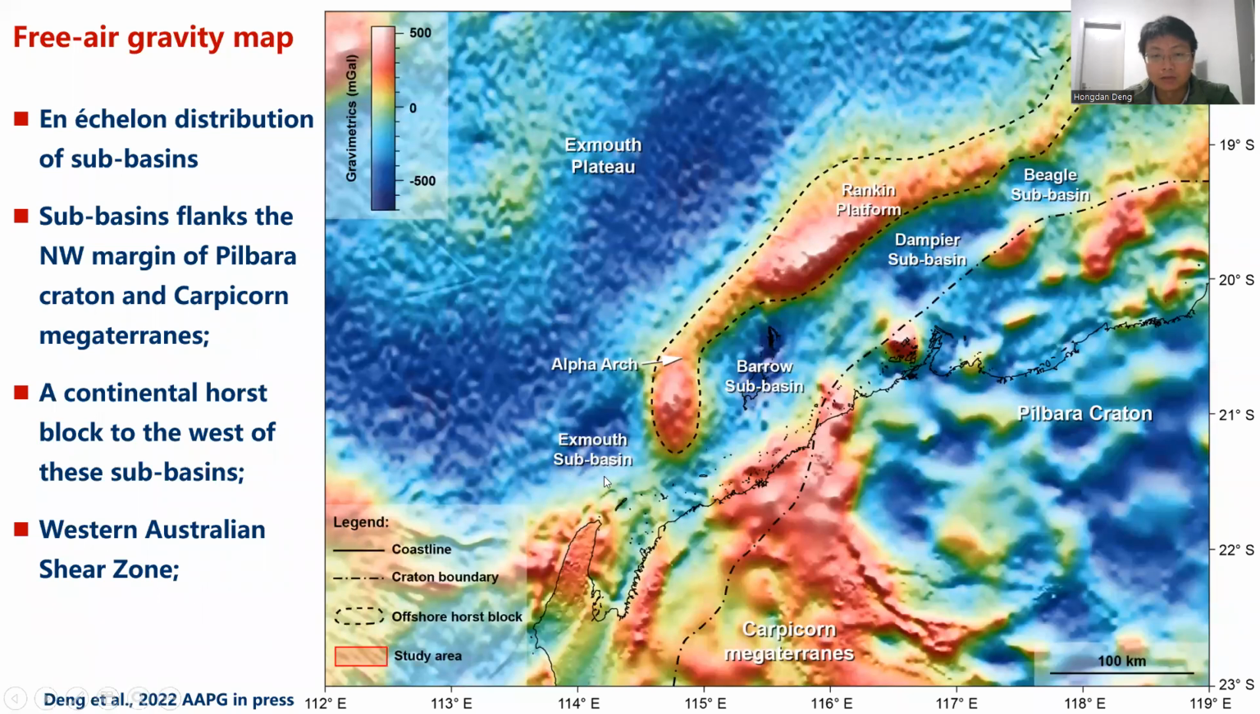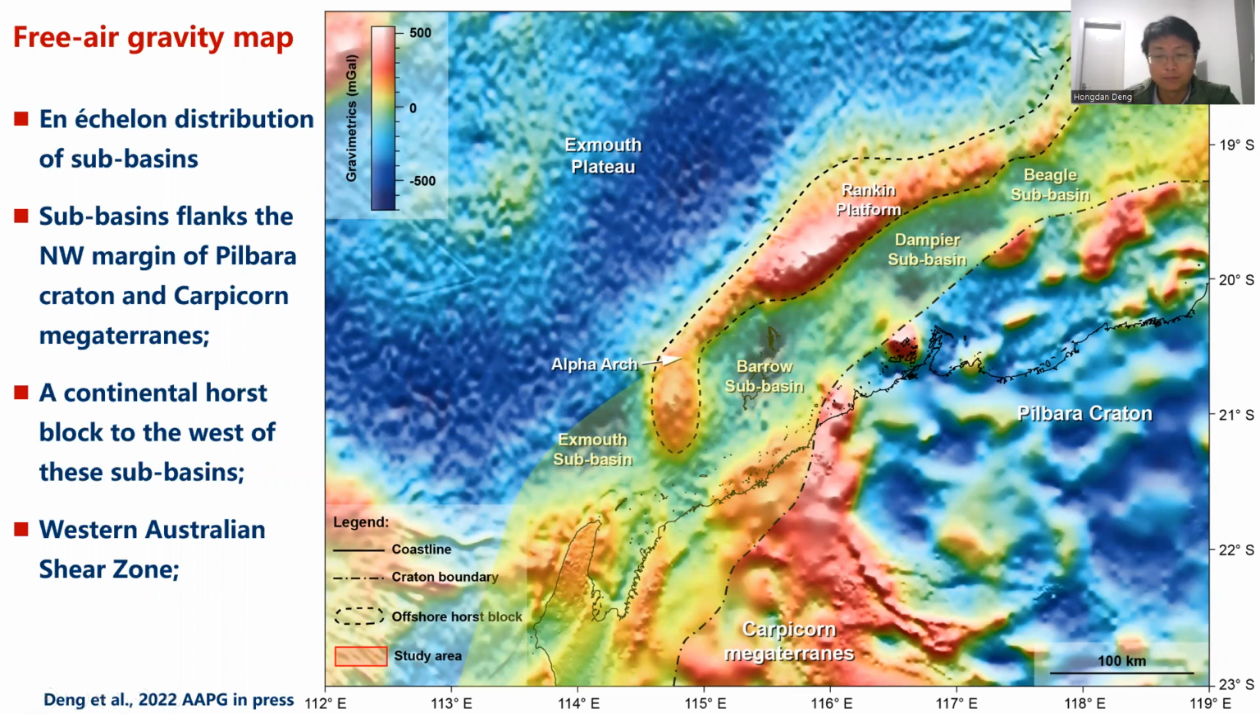We see the Exmouth subbasin, Barrow subbasin, Dampier subbasin, and Beagle subbasin were developed in the northwestern part of the Pilbara Craton and the Capricorn mega terrains. The western part of these subbasins is bounded by the Rankin Platform and Alpha Arch. So basically, these subbasins were developed at the boundary between the Pilbara Craton and the northwest shelf.